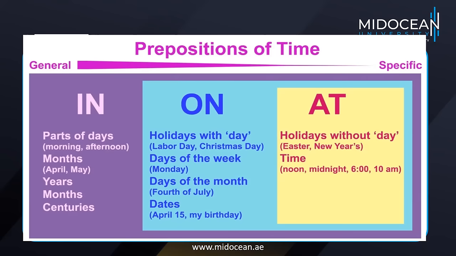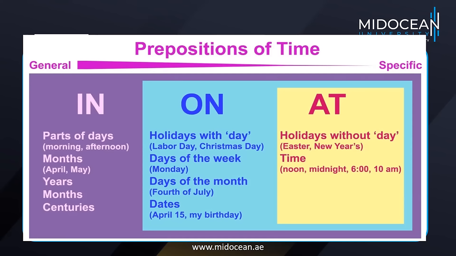Let's move to at. So holidays without day. When I say, for example, Easter, I say at Easter, at New Year's. These are the holidays that don't have the word day. With time, we said there is in: in the morning, in the afternoon. But here I say at noon. So when it is noon alone, not afternoon, if it is 12 o'clock I say at noon. We said in the evening, but here we say at midnight. And with the clock: at 6 p.m., at 6 o'clock, at 9 a.m. and so on. So with the clock, and with noon and midnight and so on.